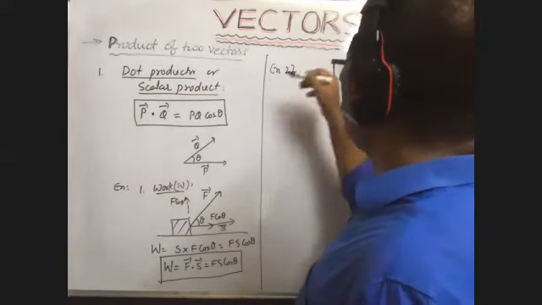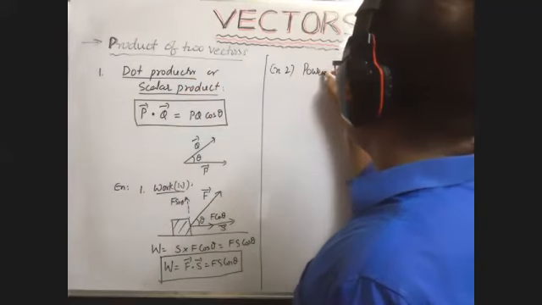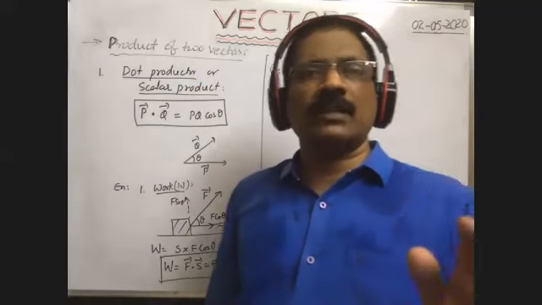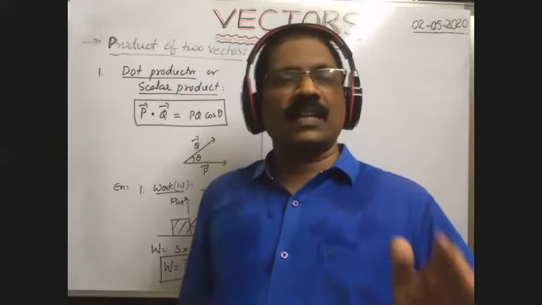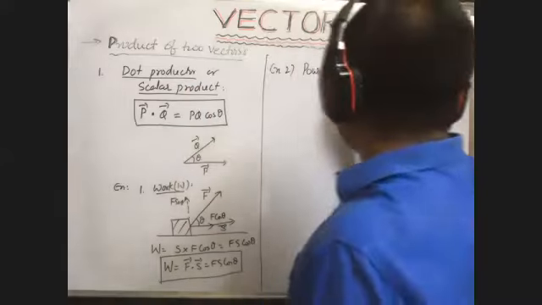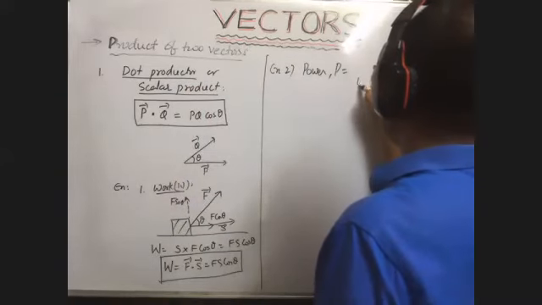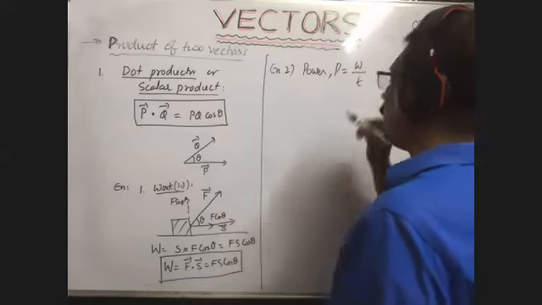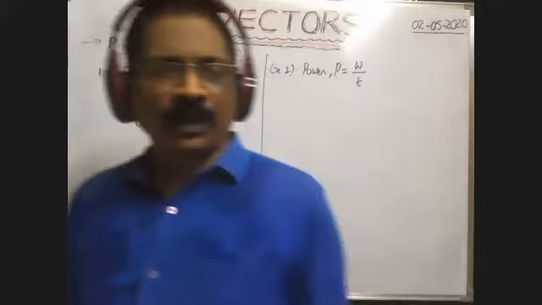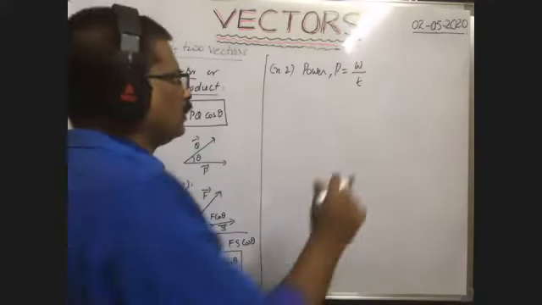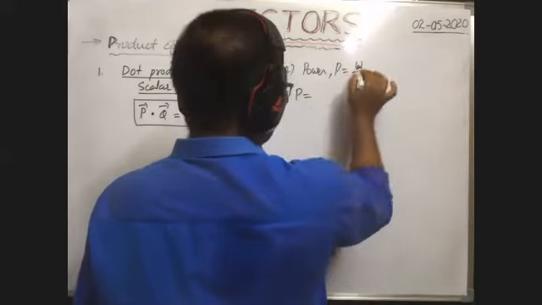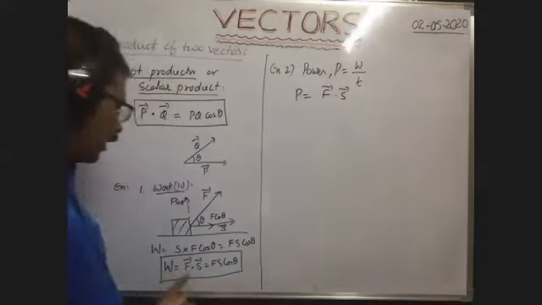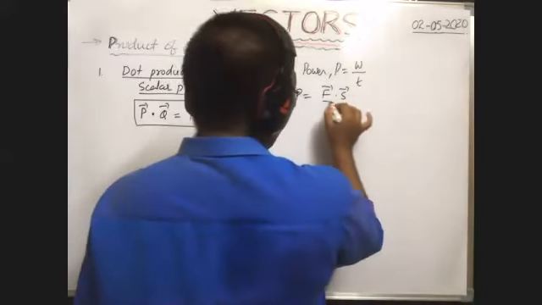Another example is power. Power P is equal to the rate of doing work, no? That means the amount of work done per second is called the rate of doing work, which is called power. Suppose in T seconds, the amount of work done by the applied force on a body is equal to W. Then work done per second is W by T, no? So P is equal to W by T, and we can write W as F bar dot S bar, divided by time T.